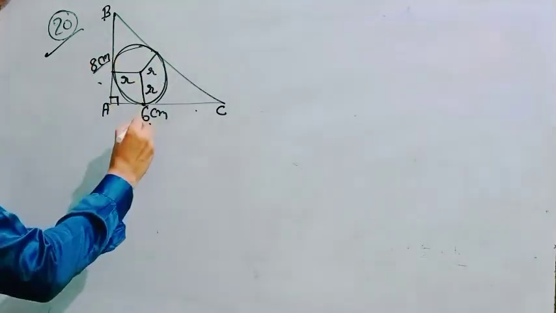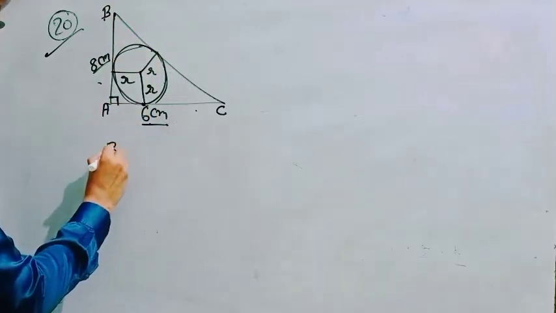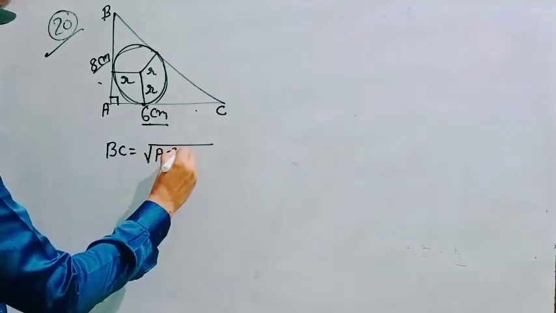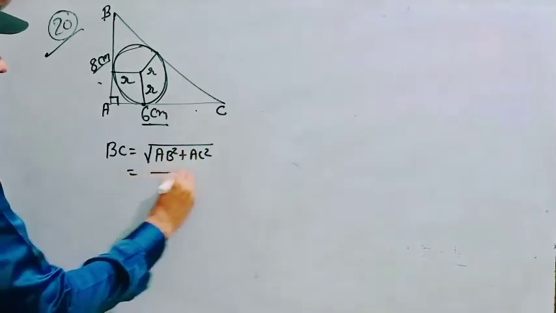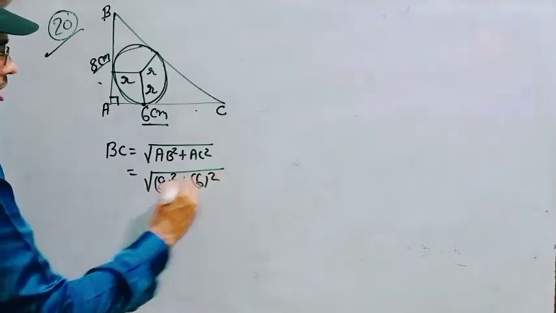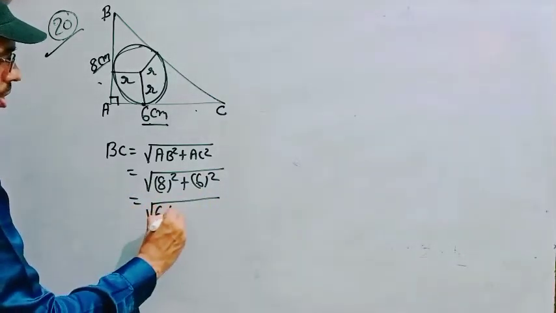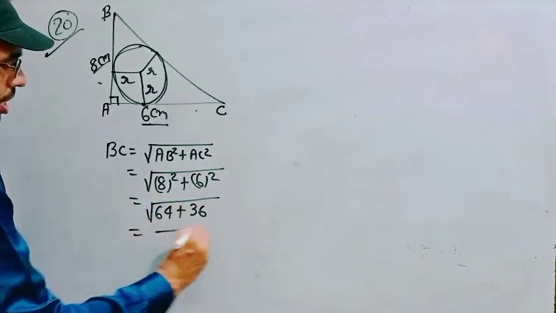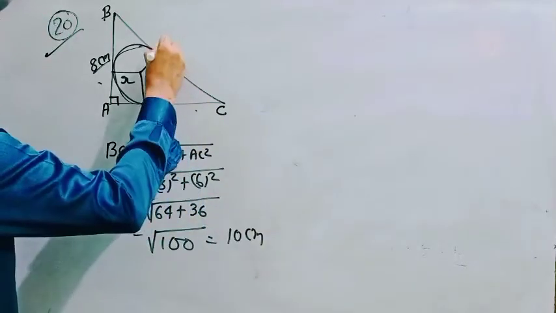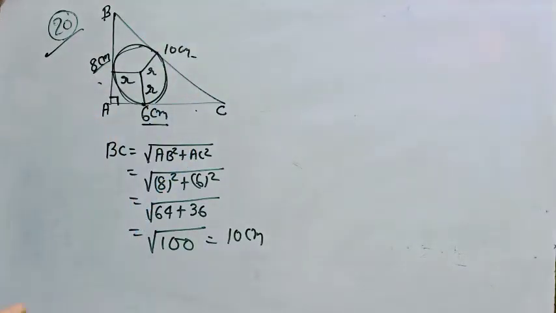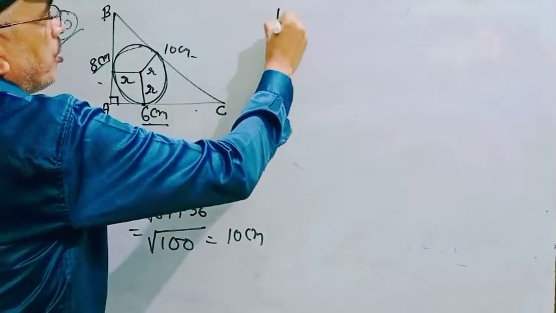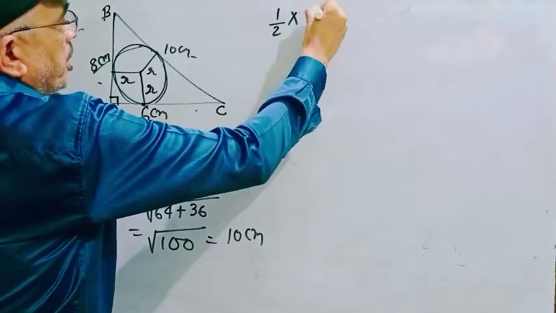Dear student, it is 8 cm, it is 6 cm. So first we find BC, and BC is equal to under root AB squared plus AC squared by Pythagoras theorem. Then AB squared, that is 8 squared, and AC squared, that is 6 squared. Then here is 64 plus 36, you get here 100, and after that it is 10 cm. So it is 10 cm. Now your question is, what is the area of this triangle? So the area of this triangle is 1 by 2 into base into height.